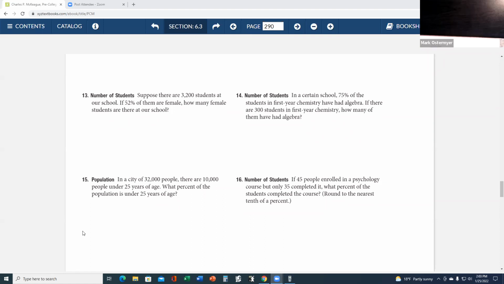All right, number 14 says, in a certain school, 75% of the students in the first year chemistry have had algebra. If there are 300 students in the first year chemistry, how many of them had algebra? Did anybody get that correct? Feel confident?